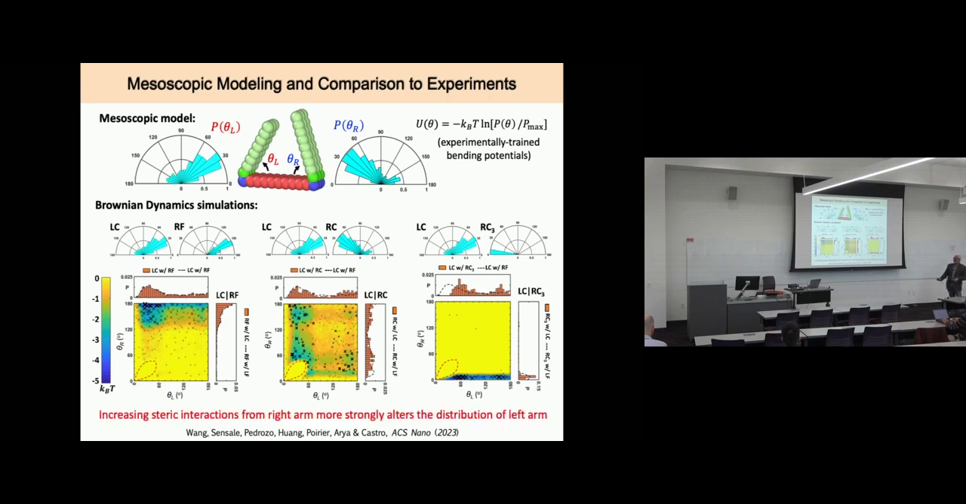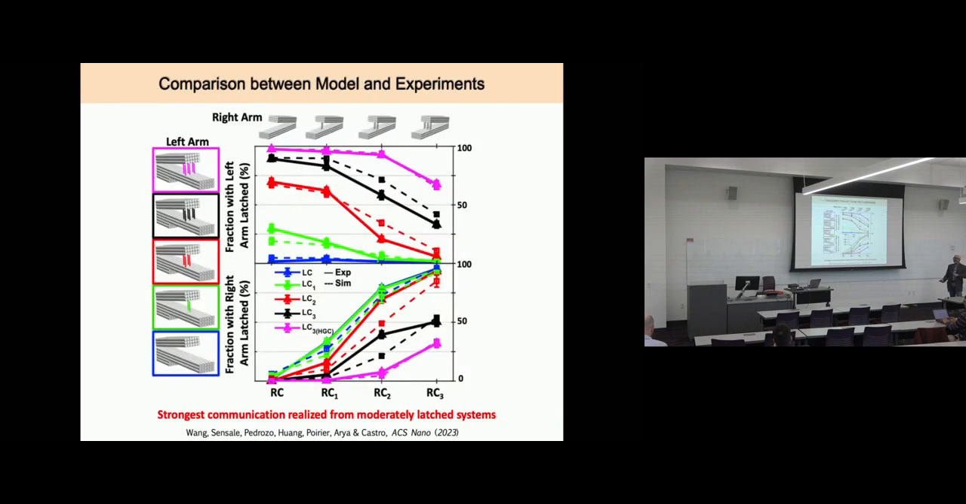The idea is increasing steric interaction from the right arm more strongly. That's the conclusion. More strongly alter the distribution. Now we have done a lot more analysis of all types of possibilities of hinge angle distributions on the left-hand side, hinge angle distributions on the right-hand side. I'm not going to bore you with all this, but basically what I'm going to say is if something on the left wants to bind extremely strongly, and the right guy is so weak, it's not going to do much. It's not going to affect the left arm distribution much.